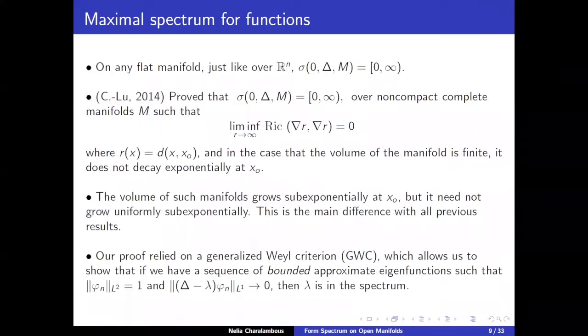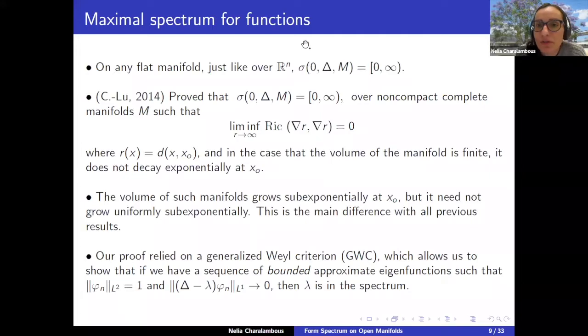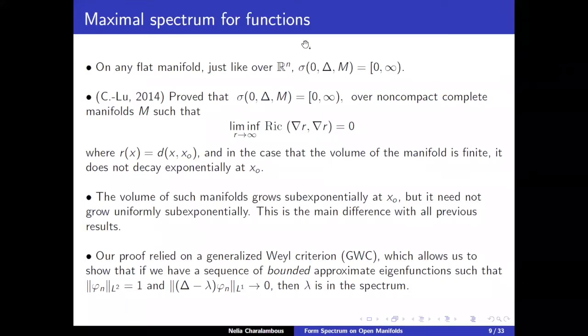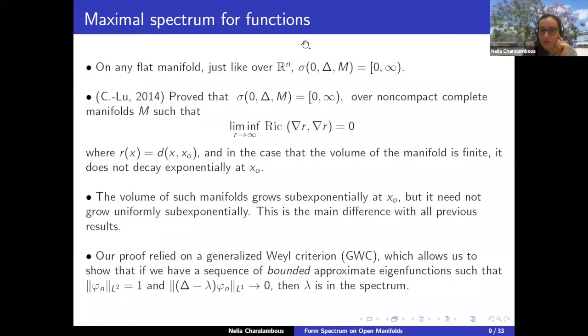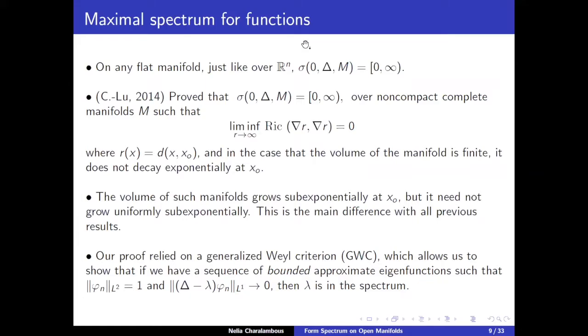We have a question from the chat. Chris Judge asks whether the essential spectrum is determined by the geometry of the ends of the manifold. Yes, of course, but what aspects of the geometry of the ends of the manifolds? That's the main question that we're trying to ask. You could have lots of positive curvature in a compact set, for example.